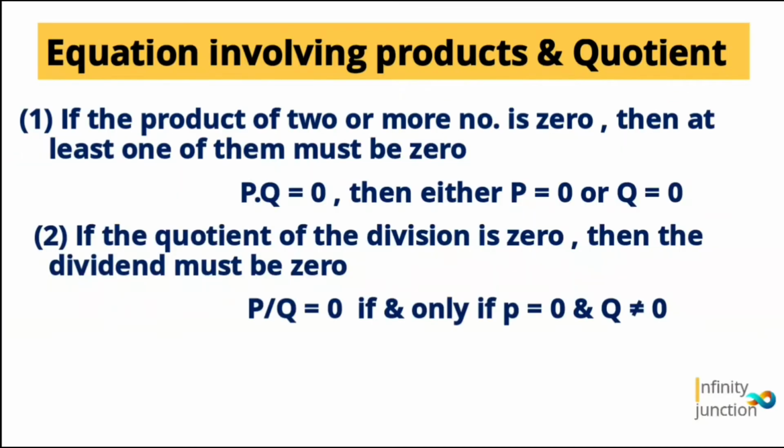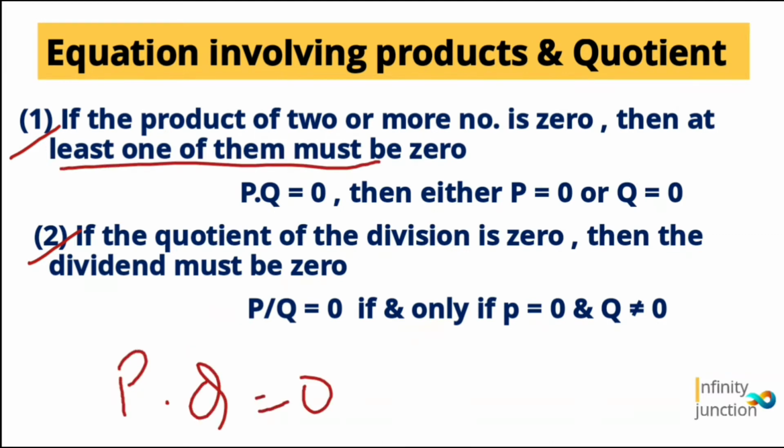So let's get started. Equations involving product and quotient first include two points here. If the product of two or more numbers is 0, then at least one of them must be 0. What it means is, if p dot q is 0, then either p is 0 or q is 0, to make this whole thing 0.